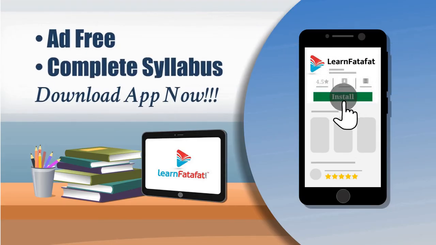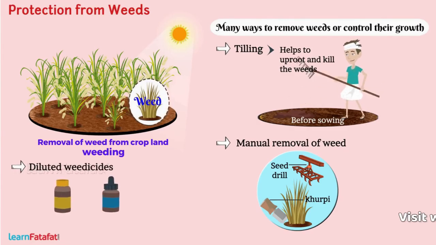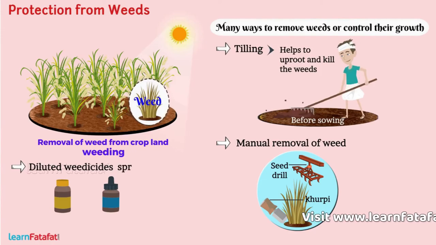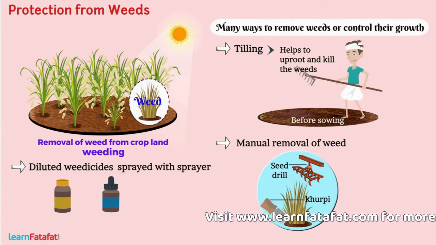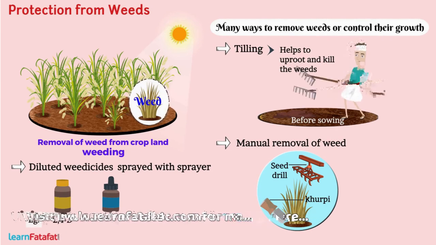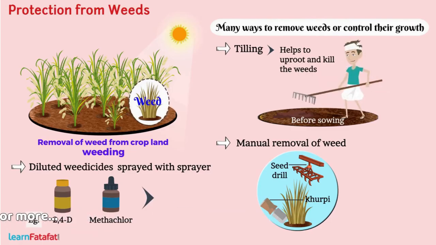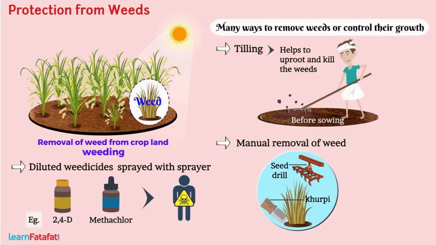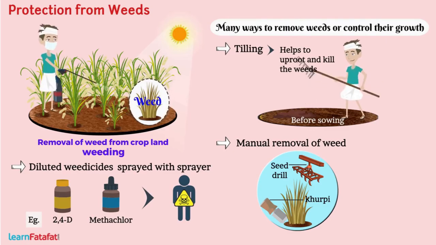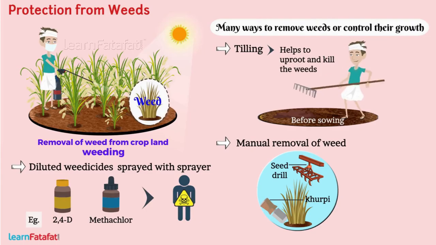Some chemicals called weedicides are diluted to required extent and sprayed with sprayer to control weeds. For example, 2,4-D and methachlor. These chemicals are toxic to human body and so must be handled carefully. Before spraying, nose and mouth must be covered with clean cloth or mask.